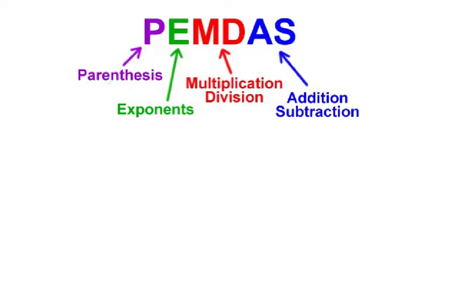You always start with the parentheses. Remember, those look like this. They could also show up like brackets. Sometimes you see brackets for the same thing. Then after those are done, you move on to your exponents.